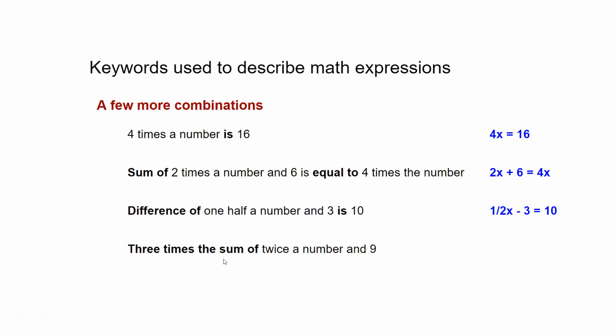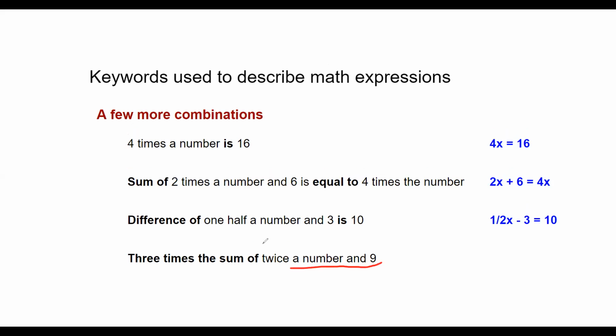3 times the sum of twice a number and 9. This is where these start to feel very complicated. What's important about this is that we are going to take 3 times the sum of something. So we need to think about doing this sum first and then multiplying it by 3. So the sum of twice a number and 9 is going to be 2x plus 9. But then we want to multiply that whole thing by 3.